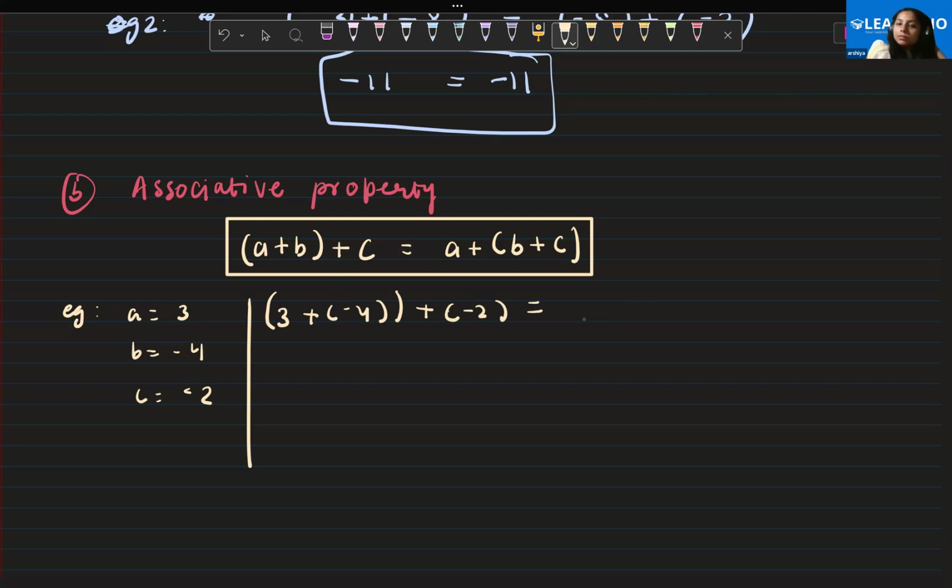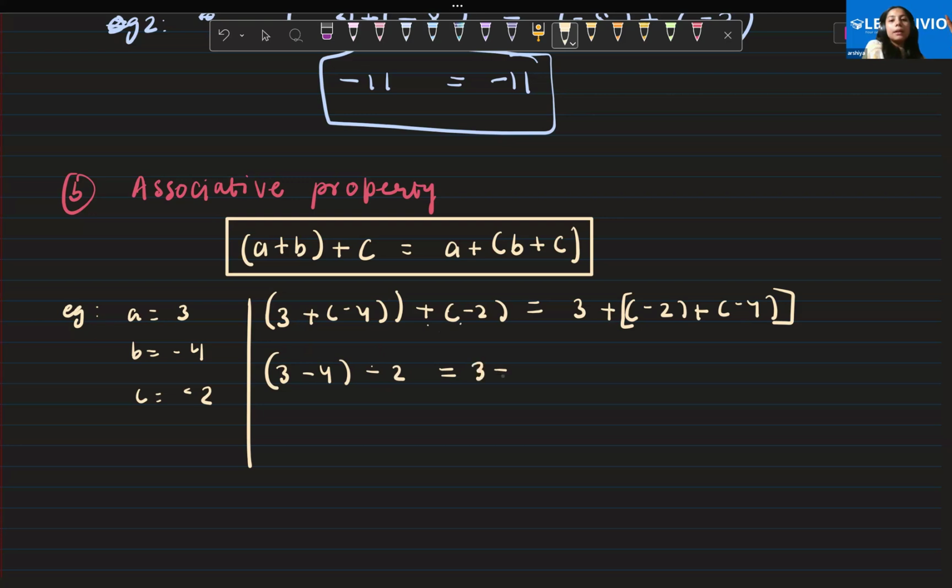Ma'am, on the opposite side, it would be 3 plus -2, and then plus -4. Right. So first of all, like the property says, we solve inside the bracket. So 3 plus -4 plus -2. I'm just opening the signs because we have two signs. So plus minus will become minus. This is equal to 3 plus, this will be inside the bracket, -2 plus -4. I've just opened the brackets, nothing else.